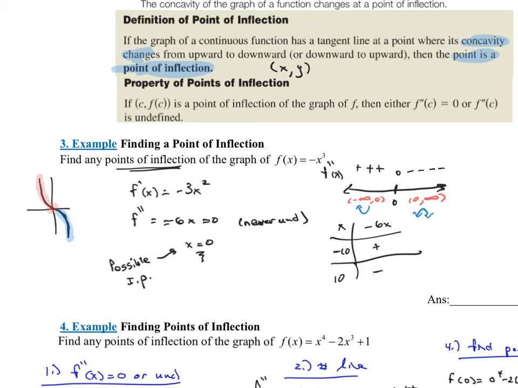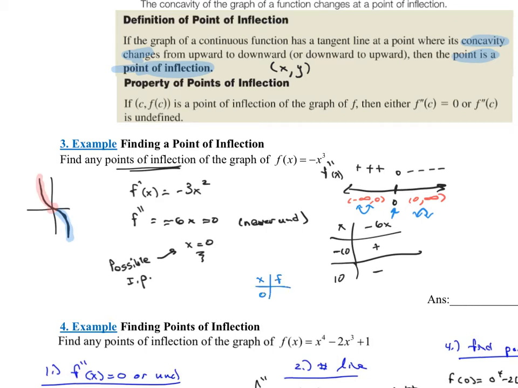So there's our concave up, and there's our concave down. So what do we know about this point right here? Because it goes from positive to negative, and again, 0, always check the original function. We can plug in 0 to the original function, so that point would be an inflection point. Remember, we have to write the point as an ordered pair, though, so we know the x value is 0.